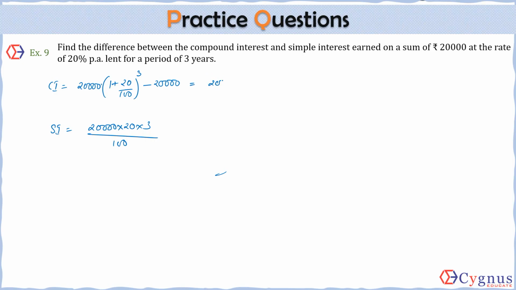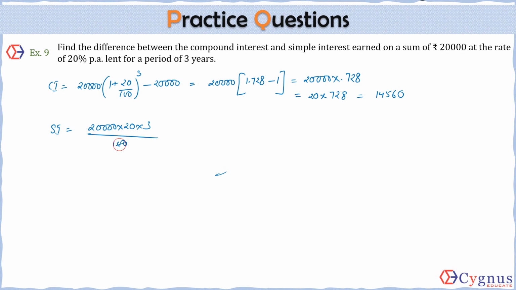What do we get here? I can say 20,000 is common. Inside the bracket, I'll have 1.2 cube, which is equal to 1.728, minus 1. So effectively, what do we get here? 20,000 into 0.728, which can be written as 20 into 728. What is double of 728? 1456. So you get 14,560 as the compound interest.